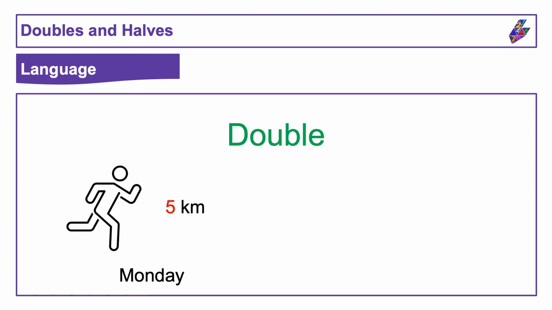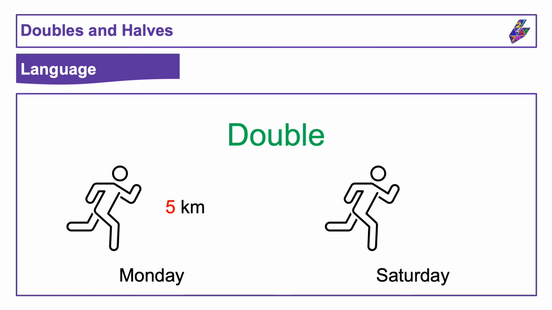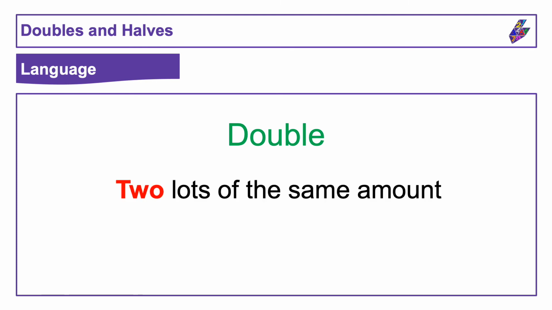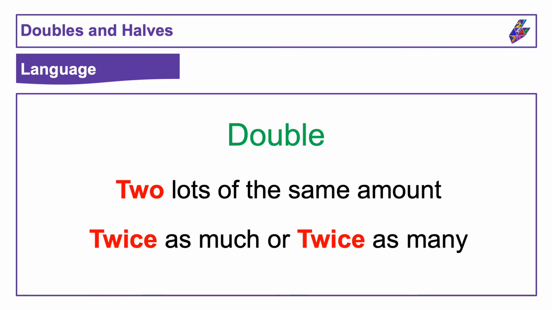On Monday, John ran 5 kilometres. On Saturday, he ran double the distance, or twice as far. How far did John run on Saturday? Double 5 is 10. So if John ran 5 kilometres on Monday, he must have run 10 kilometres on Saturday. So, double can mean that you have 2 lots of the same amount, or it might mean that you have twice as much or twice as many.